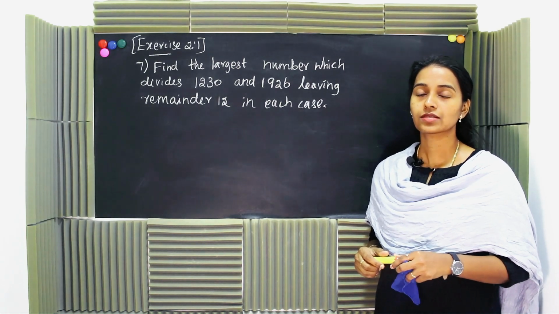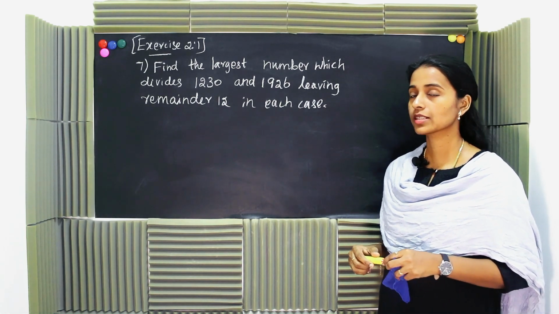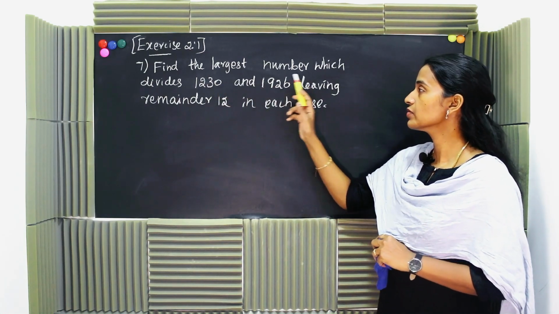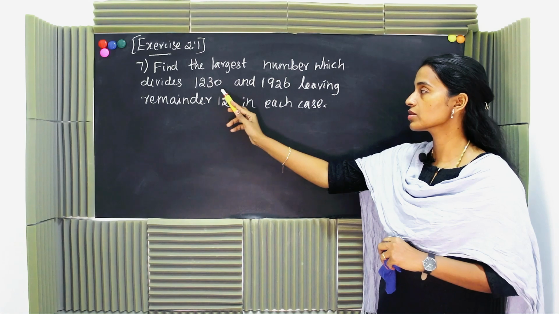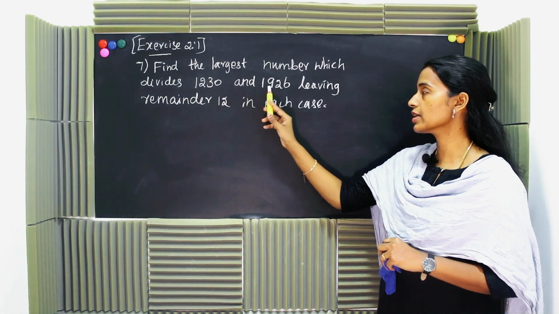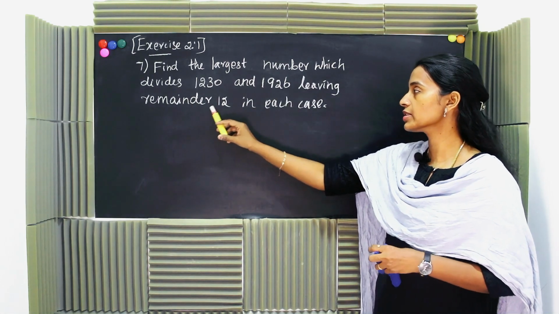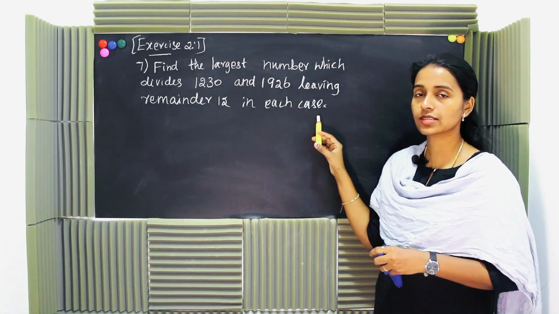Now we can read the question. Here the question is, find the largest number which divides 1230 and 1926, leaving remainder 12 in each case. This is the question.